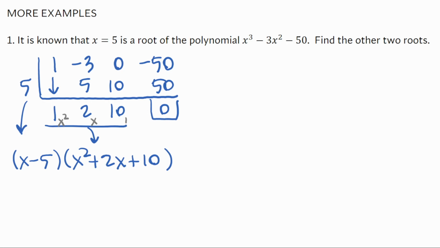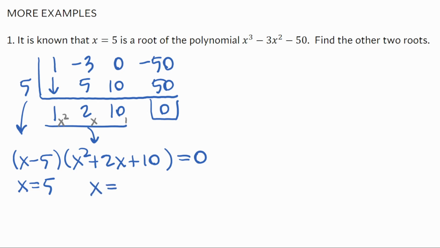So if we're trying to find the other 2 roots, we're trying to find the places where this equals 0. We already know about x equals 5. They told us that. So we know x equals 5 is a root. For the other two, the only numbers I know that multiply to 10 are 10 and 1, and 5 and 2, and neither one of those is going to be able to produce positive 2. So I'm going to need to use the quadratic formula.